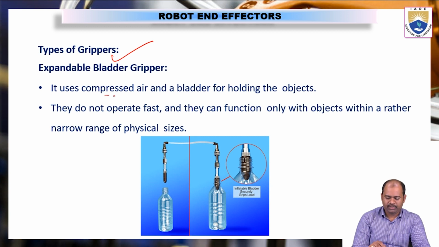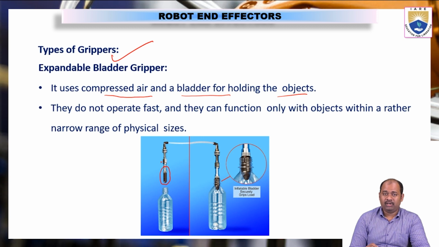It uses compressed air and a bladder for holding the objects. See here, this black colored thing is called a bladder, which is made up of rubber. When compressed air is sent into the bladder, it can expand. Now, inflation means when we pump air into the bladder, then the bladder will expand. This expansion is called inflation.